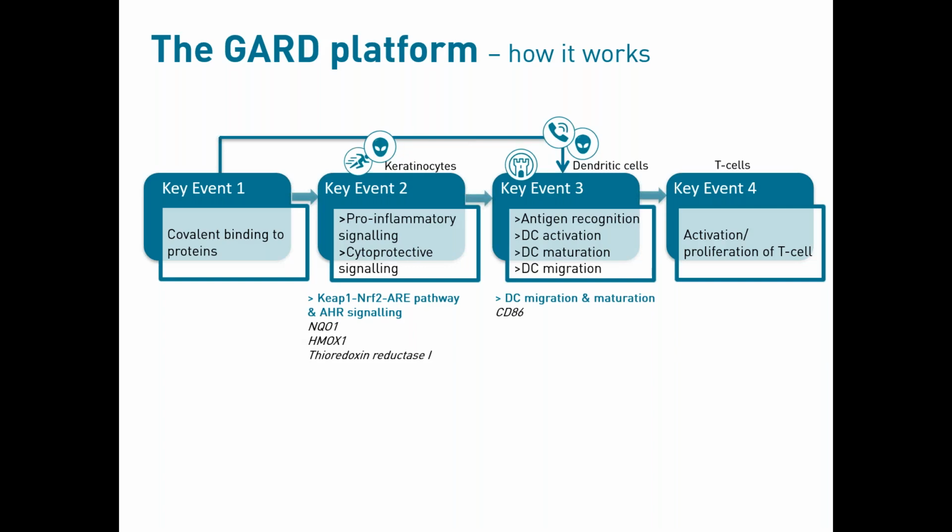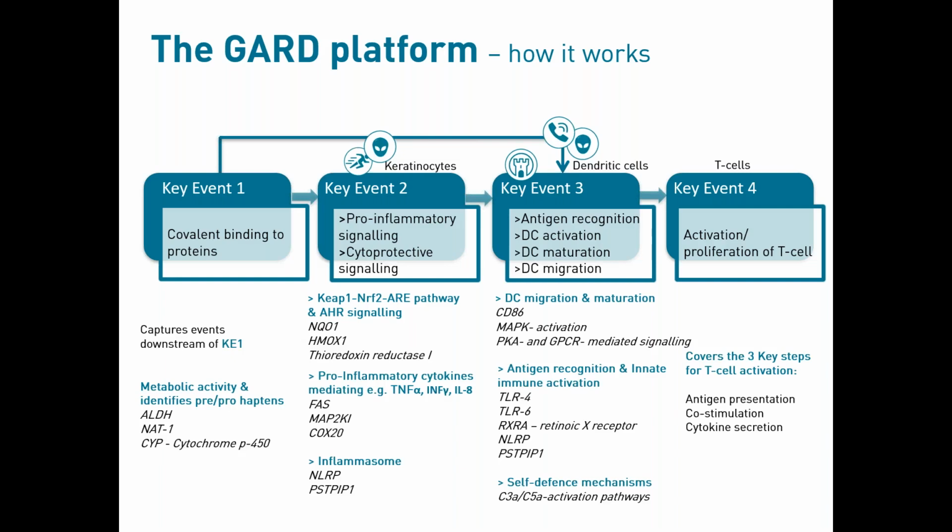So in fact, if we continue to map the 200 genes in the GARD prediction signature, we can see that they map very well to the different key events in the adverse outcome pathway. And in this way, they form an integrated system to cover the major events that are associated with skin sensitization. So this is basically how we build more mechanistically relevant in vitro models.